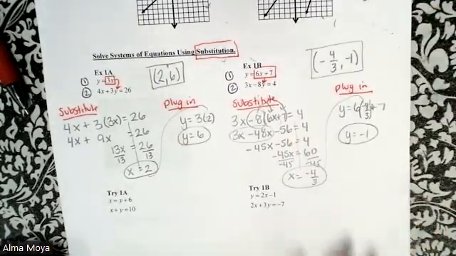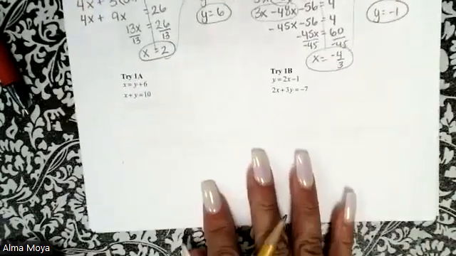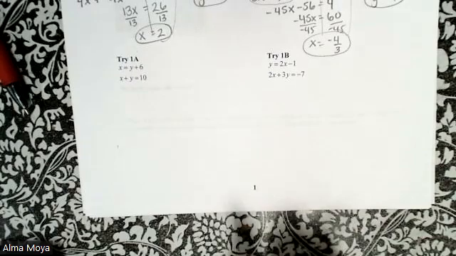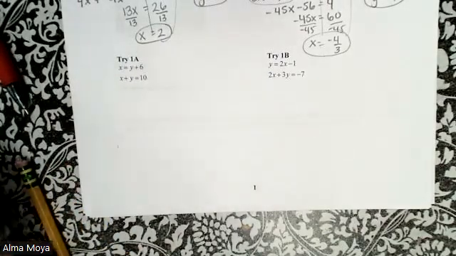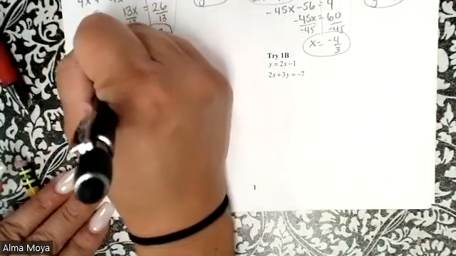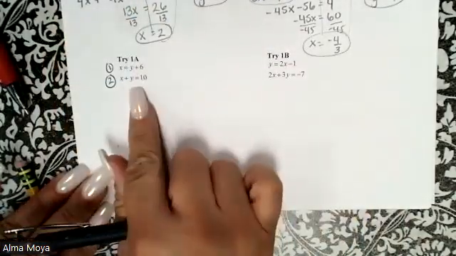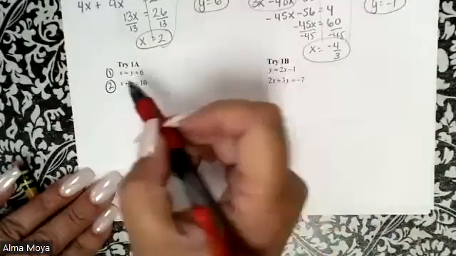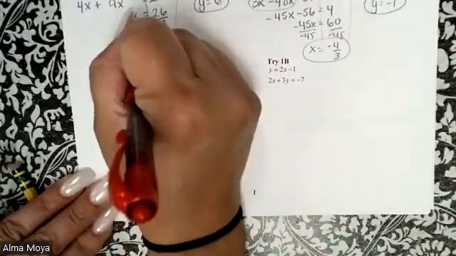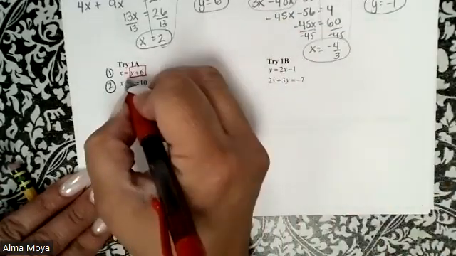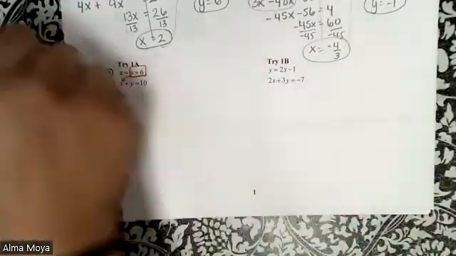Now I want you guys to hit pause and try the next two on your own. I'm going to go ahead and continue. So when you are done, you guys can check your answers to make sure you got it correctly. So here is equation 1. Here is equation 2. On this one, the variable that is isolated is the x because it says x equals y plus 6. So that is what's going to get plugged into this second equation.